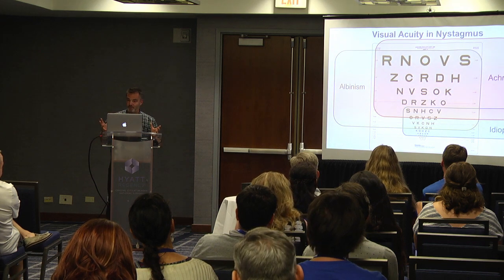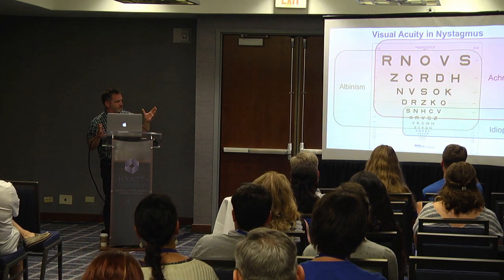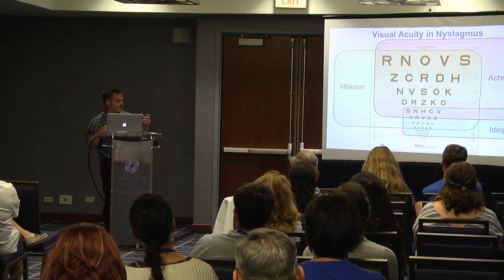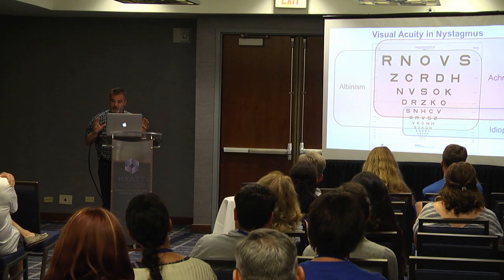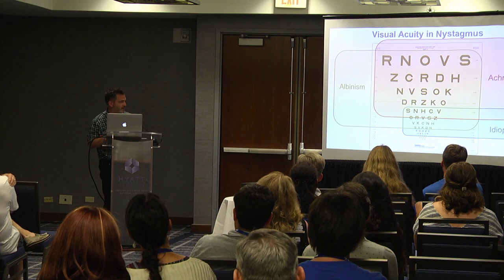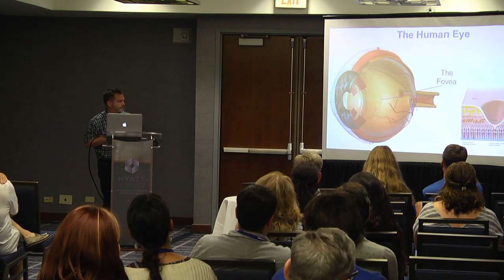But is that really what we mean by vision? So if you're a person with idiopathic nystagmus and your vision is normal according to the vision chart, is it really normal? Is that what we're saying when we look at visual acuity?